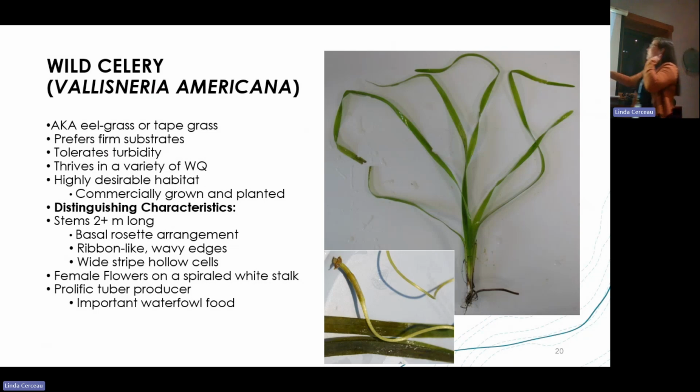And these long ribbon-like leaves are kind of transparent, and they have hollow cells that you can see here. And typically it'll produce female flowers on a spiraled stalk, so kind of like a corkscrew. And then it produces this white flower here. So this is a really important waterfowl food source as well.